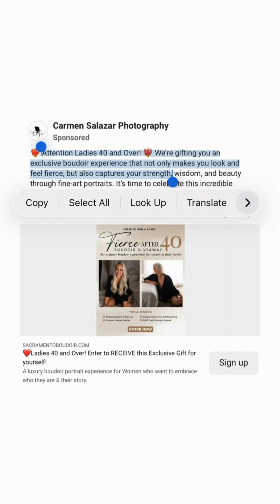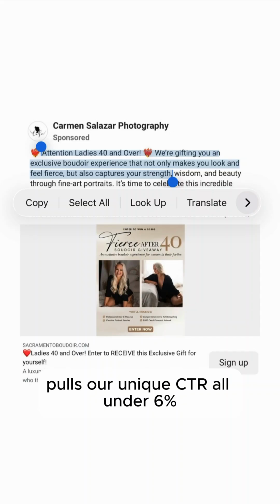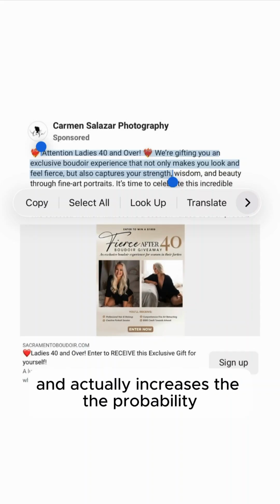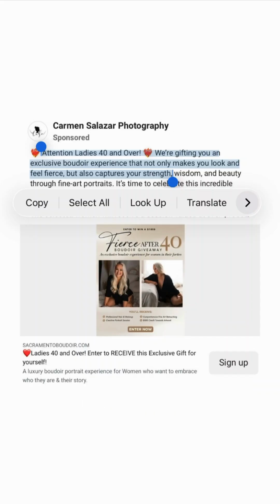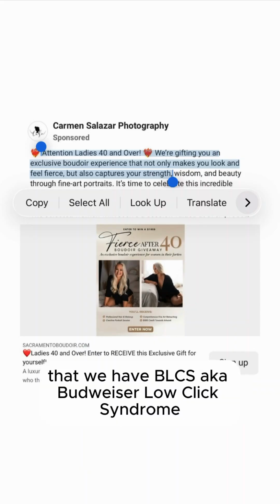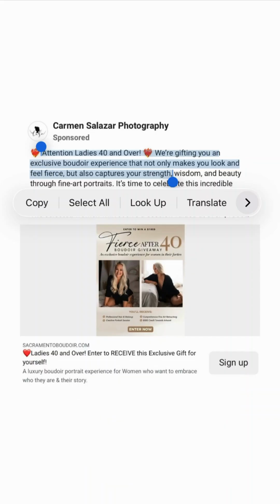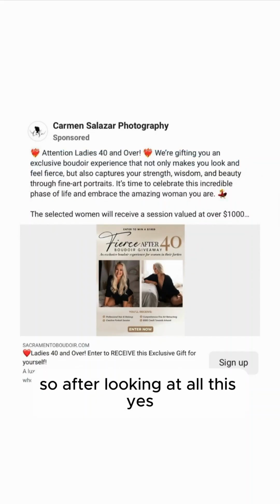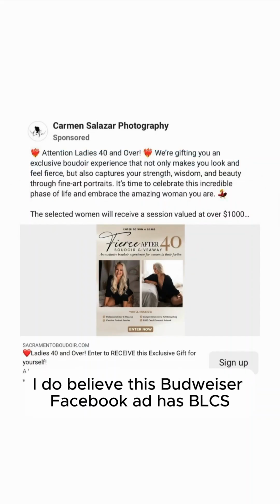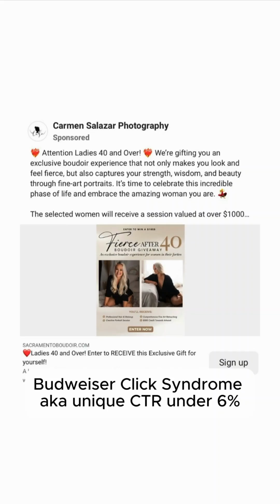It pulls our unique CTR all under 6% and actually increases the probability that we have BLCS, aka boudoir low click syndrome. So after looking at all this, yes, I do believe this boudoir Facebook ad has BLCS, boudoir low click syndrome, aka a unique CTR all under 6%.